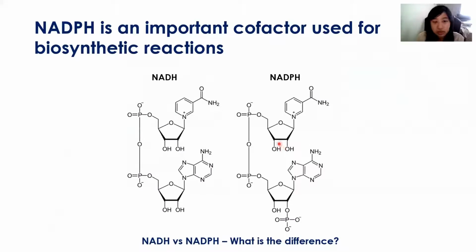Now, NADPH is actually an important cofactor used for many biosynthetic reactions, including in amino acid biosynthesis. So the difference between NADH and NADPH is a simple phosphate group on here, which is why there's an extra P in the name.